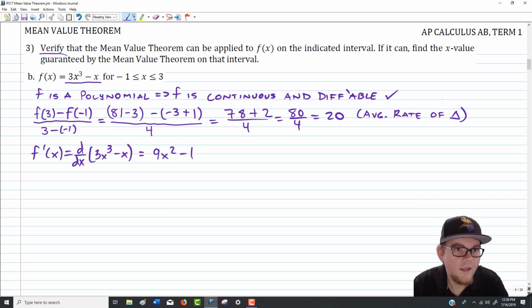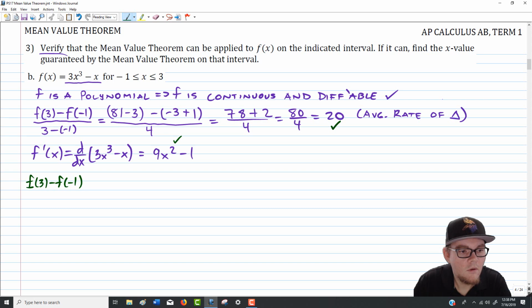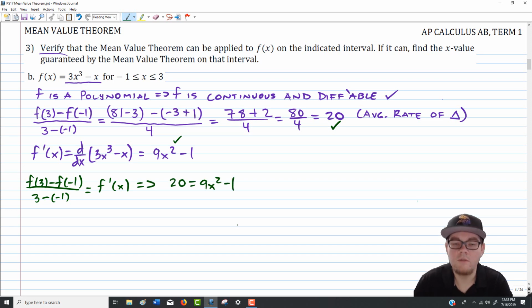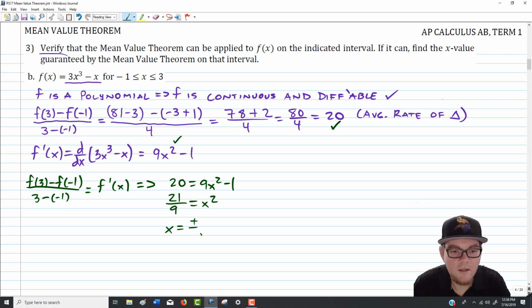With those two pieces in place, our next task is to actually get to the full problem solving. Average rate of change, derivative. We want the average rate of change to equal the derivative. If that's true, that's going to give us the equation 20 equals 9x squared minus 1. So this is our task to solve. Solving some things around, we're going to get that 21 over 9 equals x squared. It's going to tell us that x is equal to plus or minus the square root of, I think that's 7 over 3. And of course, rationalization is allowed.